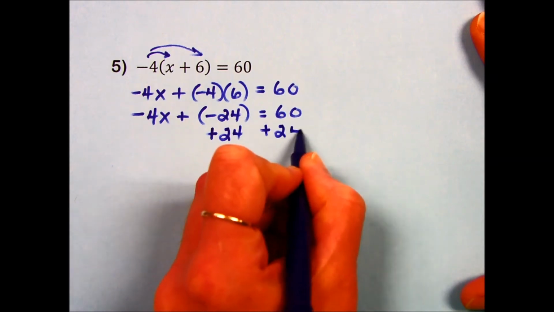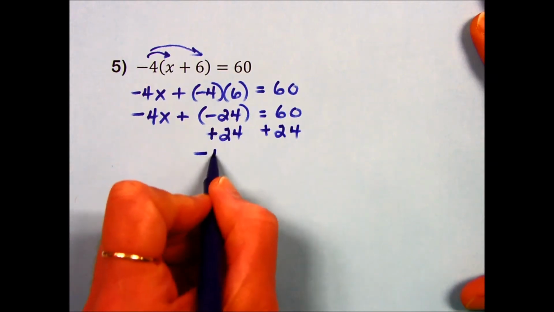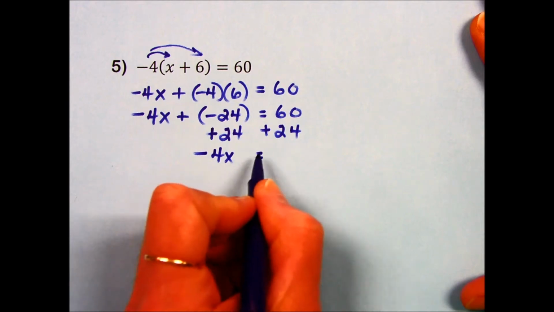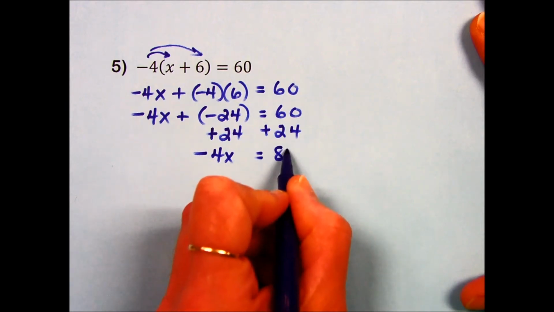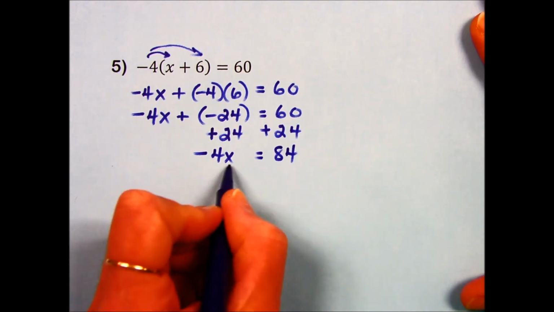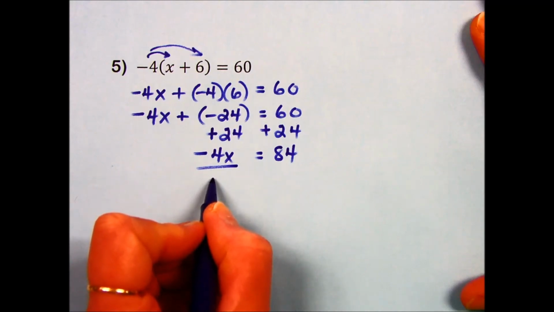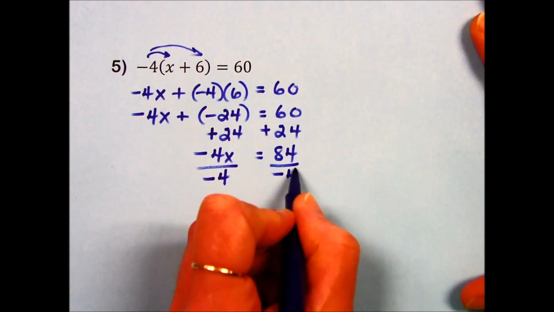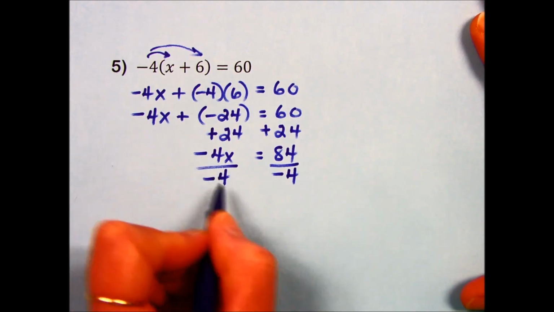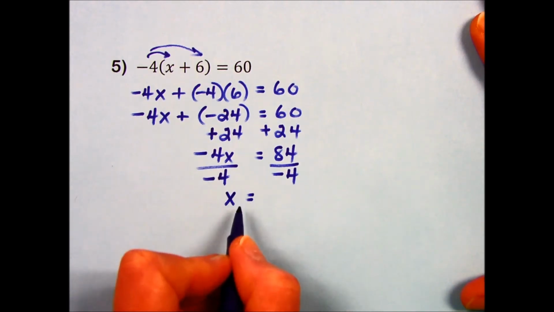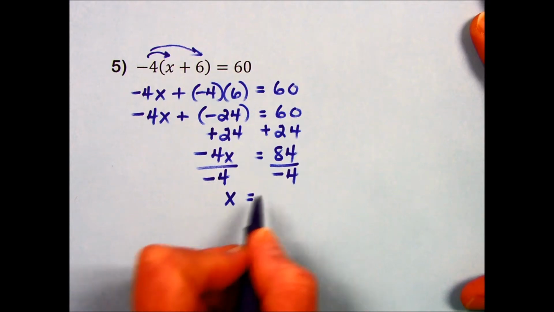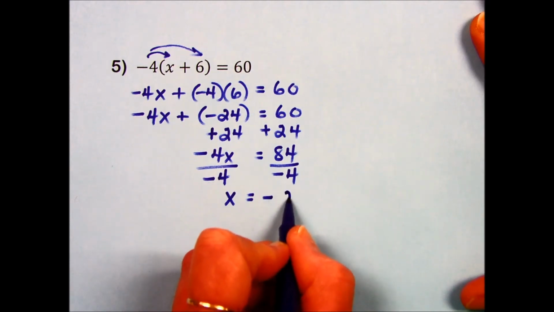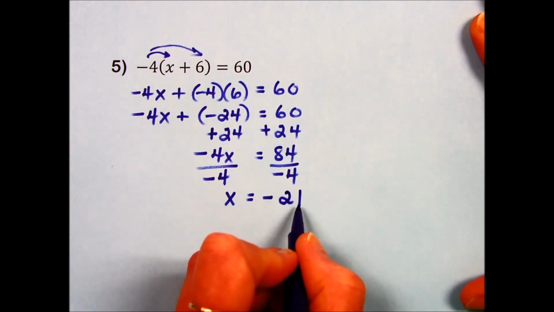both sides. The 24's cancel out, leaving a negative 4x. 60 plus 24 adds up to be an 84. And the last step, solving for a positive variable, is to divide by a negative so that we result in a positive 1x, which is the case. And 84 divided by a negative 4 is going to give us a negative 21 for the solution.